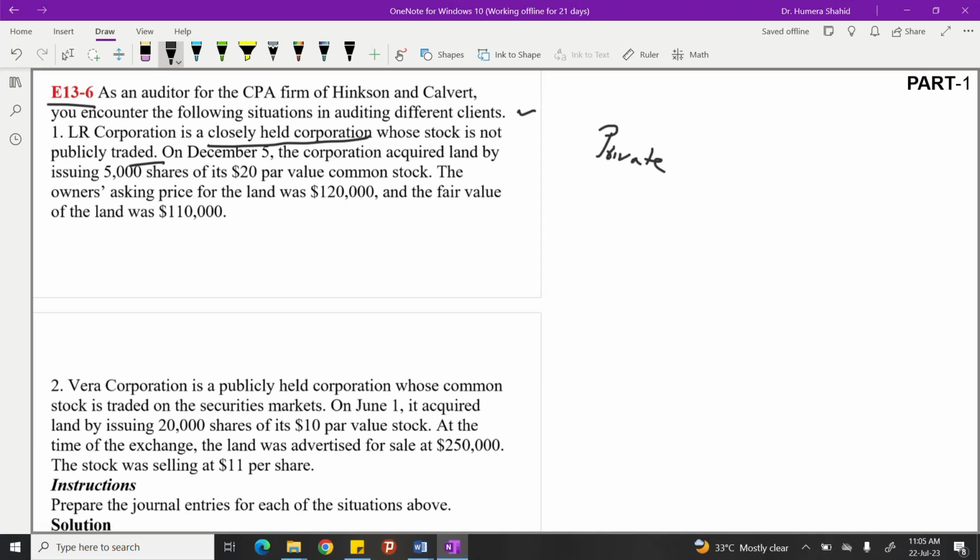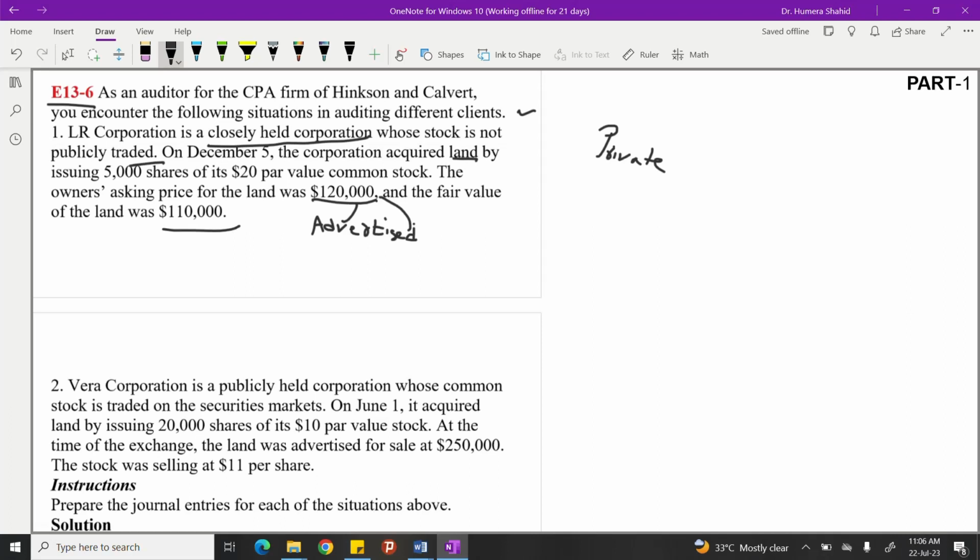On December 5th, the corporation acquired land. So this company has purchased a non-cash asset, land, by issuing 5,000 shares of its $20 par value common stock. They have given 5,000 shares for this land, and the par value was $20. The owner's asking price for the land is 120,000. Now, asking price and advertised price are almost similar things. We can negotiate on these prices, right? But they are also telling us something else, that the fair value of the land is 110,000.